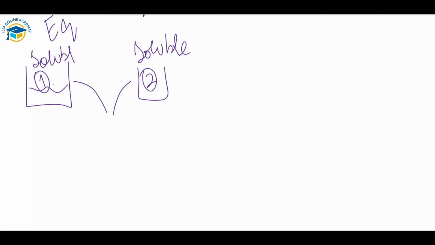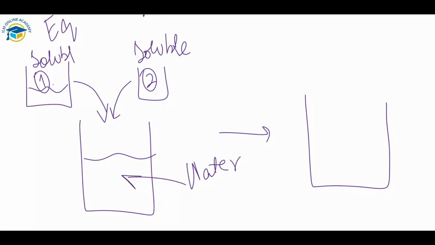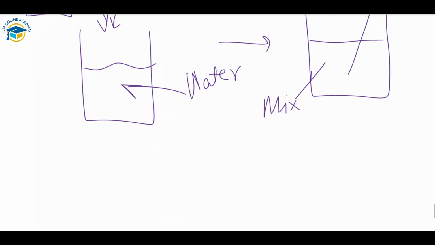After making the solutions, you have to add both of these solutions into a separate beaker in which water is present. After adding them, you have to stir it with a stirring rod. And then we have the mixture of the salts that is present there. So there is a mixture of the salts that is formed here.